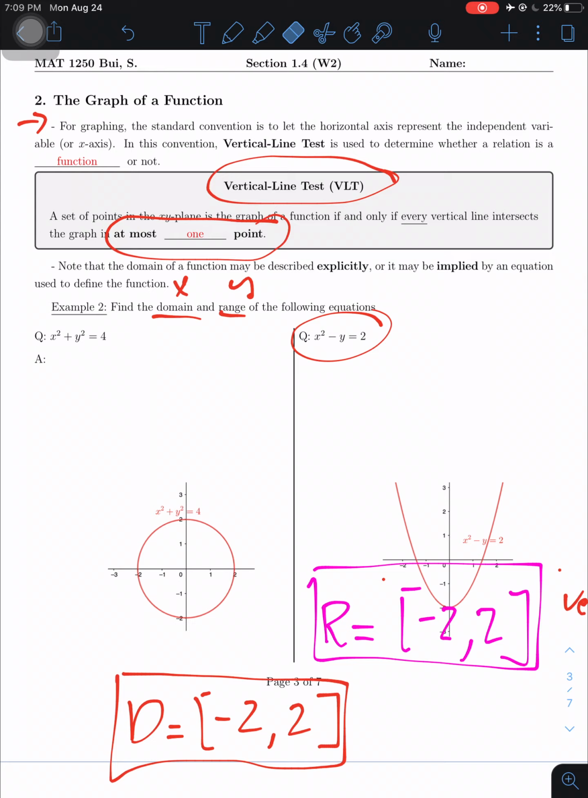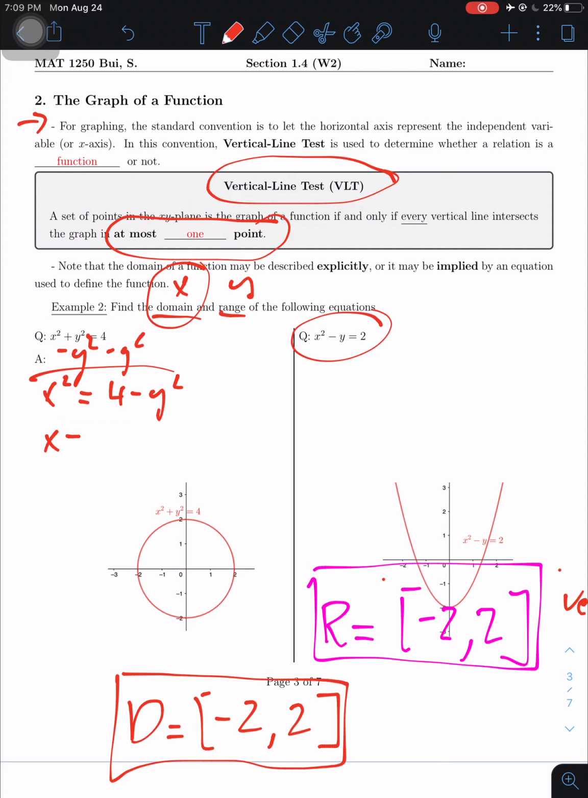Okay, if you want to solve for the domain, let's solve for x. And again, what do I mean by solve for x? I mean isolate x. How can I isolate x? First of all, I'm going to subtract y squared from both sides. And then that gives us x squared equals 4 minus y squared. If you think this procedure looks familiar, yes, it is. It's pretty much the same procedure we did in the last example. But in the last example, we did it for y. This time we do it for x.